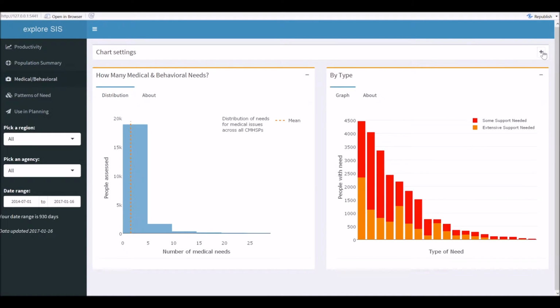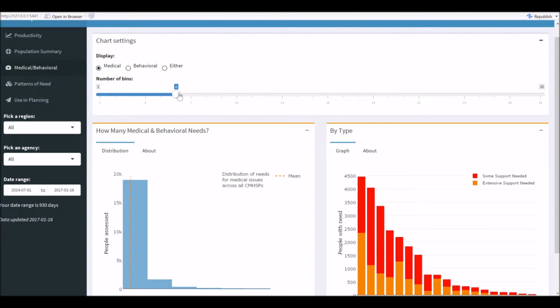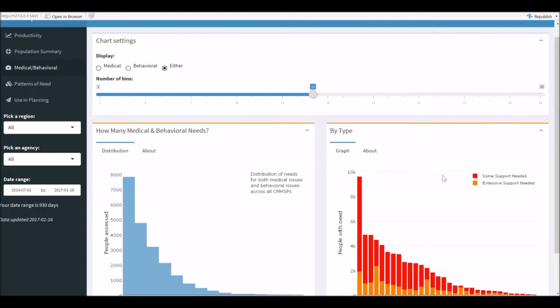And that number of needs could be medical needs or behavioral needs. So if you look at the chart settings up on the top, you have the option of displaying the medical needs, the behavioral needs, or either of those. And you can also, like before, control the number of bins on this graph, and look for a very fine-grained look at the number of medical or behavioral needs that people have, etc.